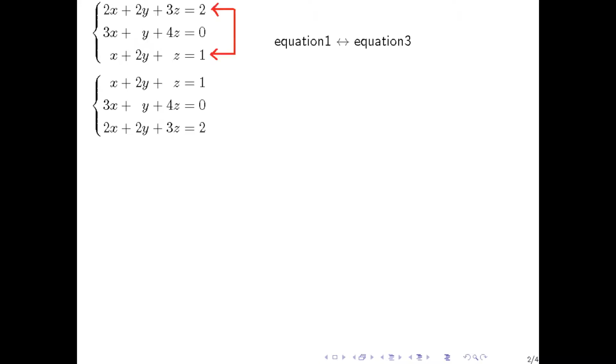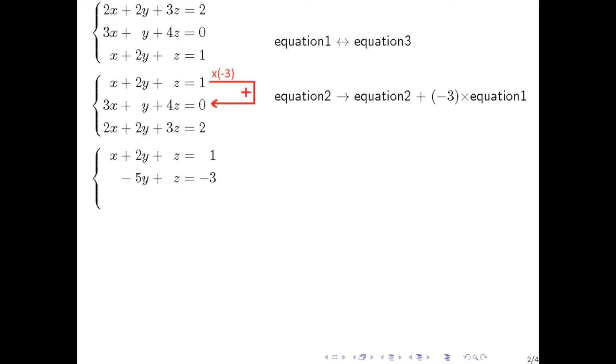Before we do that, let me go ahead and switch equation 1 and equation 3. This is for simplicity. As you can notice, there is only one x in equation 3, so that will help us simplify our computations later on. Now that we have the single x on the top, we are going to use it to eliminate the 3x and the 2x below.